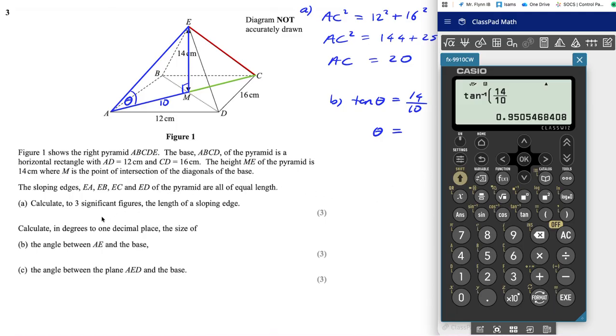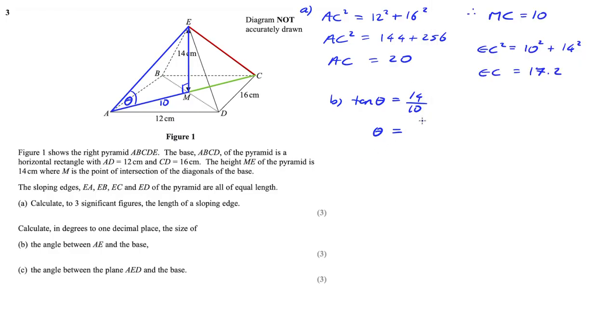0.95. Now I'm in radians. I think he wants it in degrees, so I need to change into degrees. Try that again. 54.5. So 54.5 degrees. Part C. The angle between the plane AED and the base.